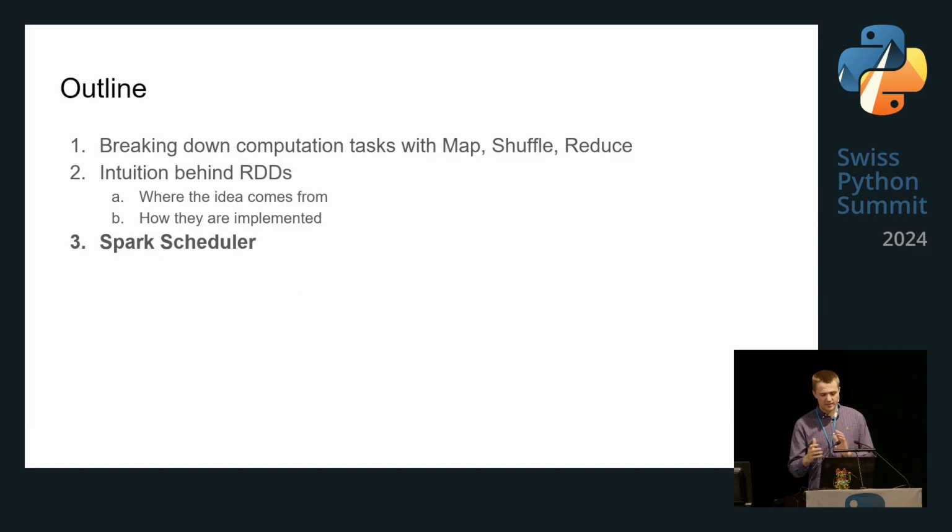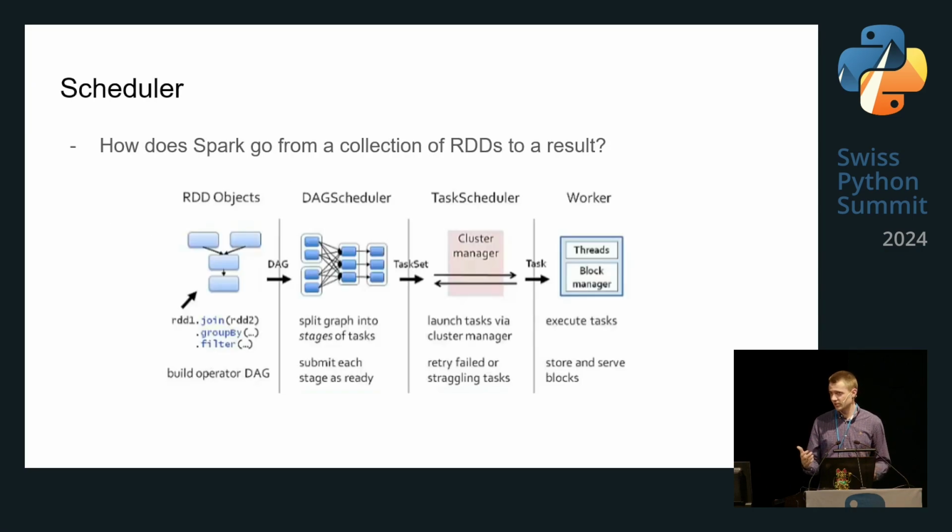So then just briefly to finish out the talk, I want to speak about the Spark scheduler. The question here is, how does it take the collection of RDD objects, and how does it then turn that into a result?